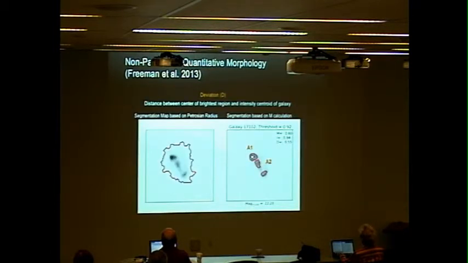And lastly, there is the deviation statistic, which measures the distance between the center of the brightest region of the galaxy and the intensity centroid of the galaxy. So in this galaxy here, the intensity centroid is where this green circle is, but the brightest region is actually where this white X is. So we see that there's quite a difference in the deviation, and it tells us that this galaxy is pretty irregular. So now that we know what we measured, what do we do with them?